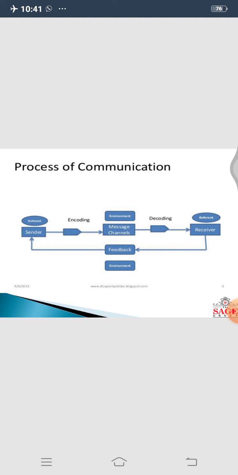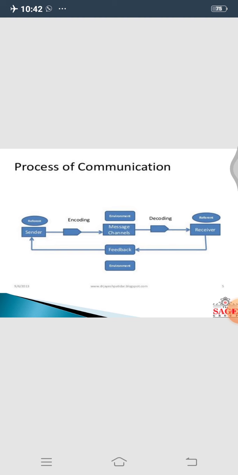Then the message is encoded in a language that is understandable by the receiver. For example, the sender sends a message in, say, German and the receiver doesn't know German. So the communication is not complete. Though it is grammatically and technically correct, it is not complete because the receiver is not able to understand it. So there is encoding. Encoding means converting the message into language which is understandable by the receiver.